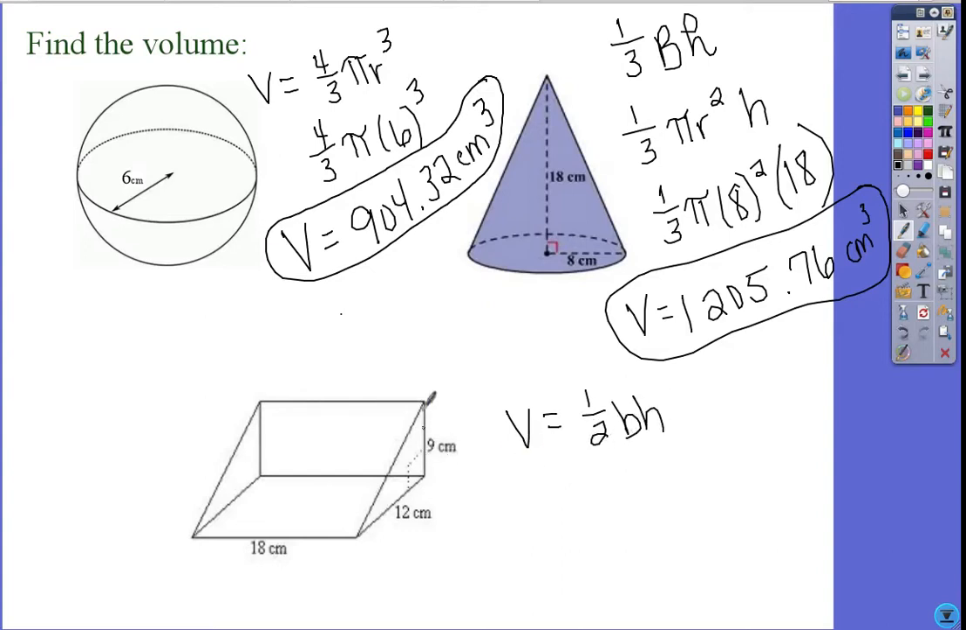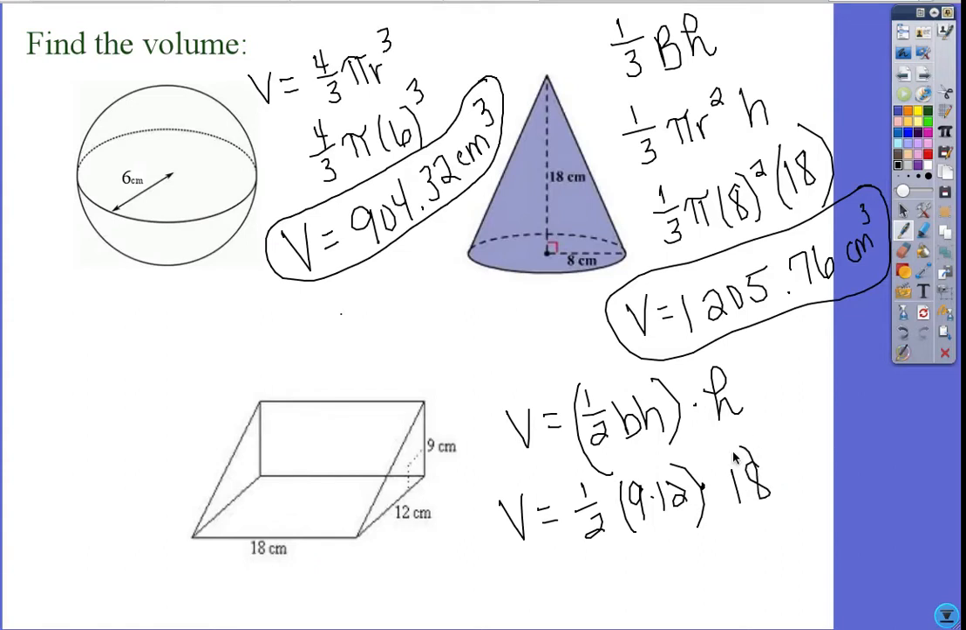Okay, in this it's a triangle, so my area is 1/2 base times height, and then times the height of the prism. And here the height of my prism is 18. So I have the volume is this area, so 1/2. This is a right triangle, so the leg here is my height. So I have 1/2 9 times 12 times the height of the prism, 18.